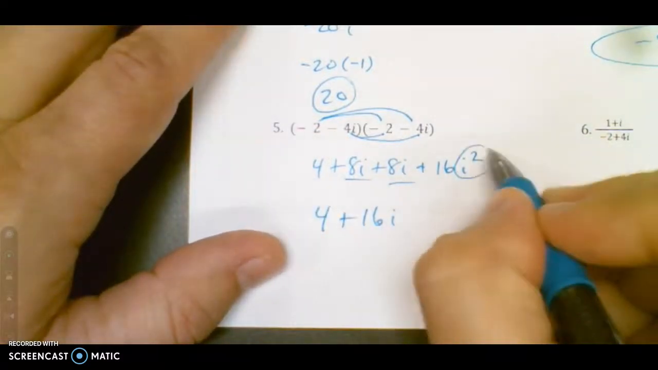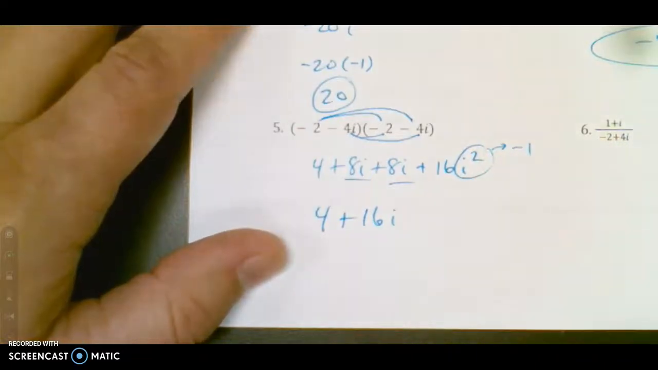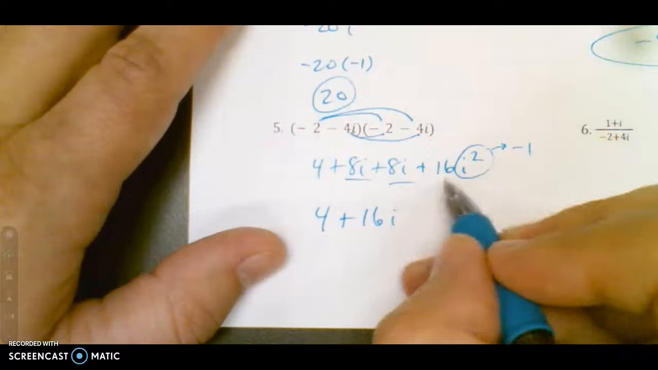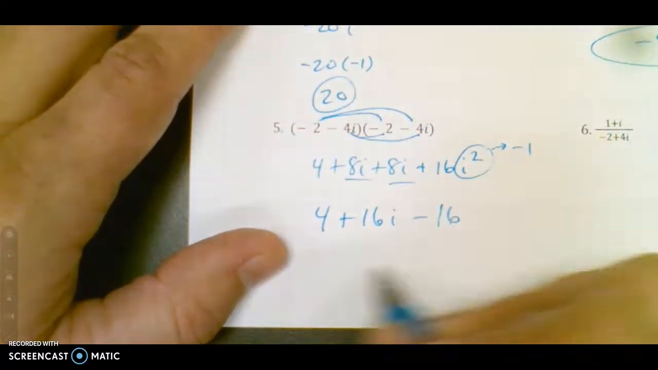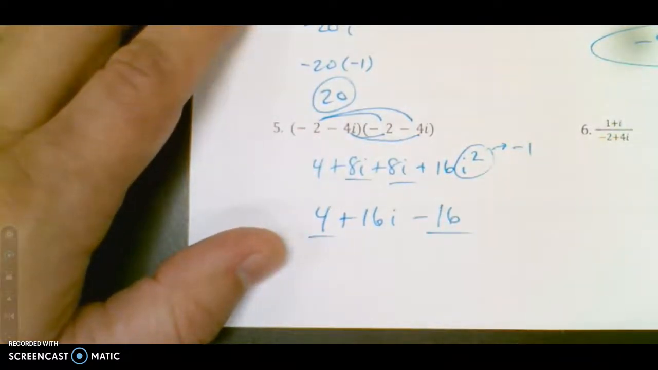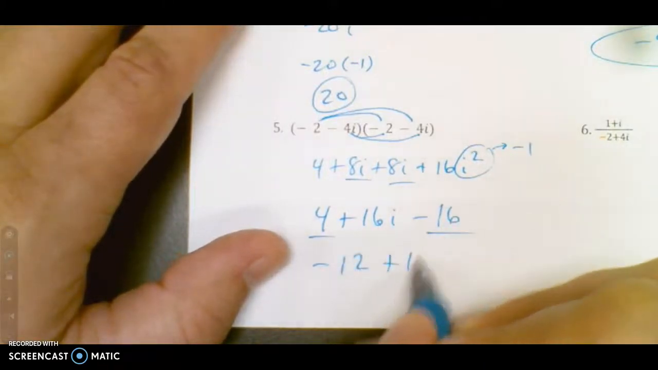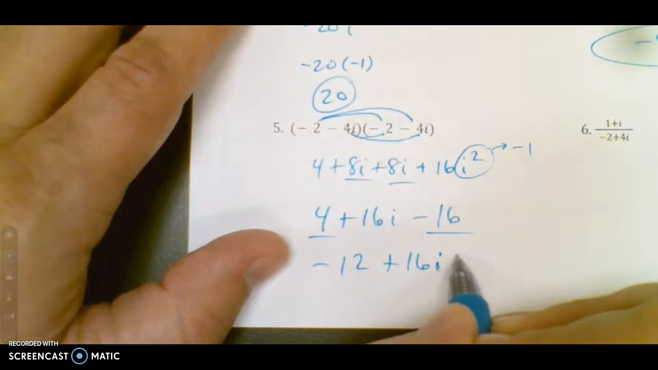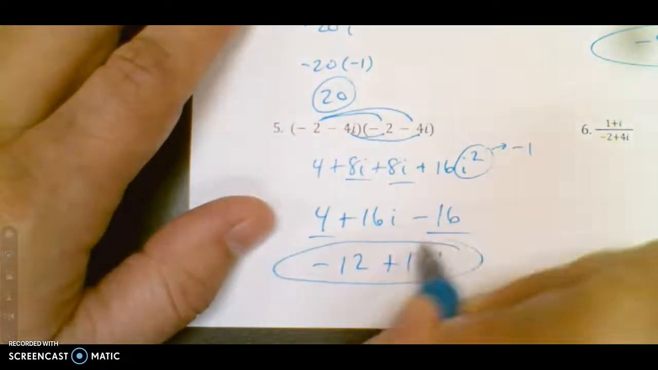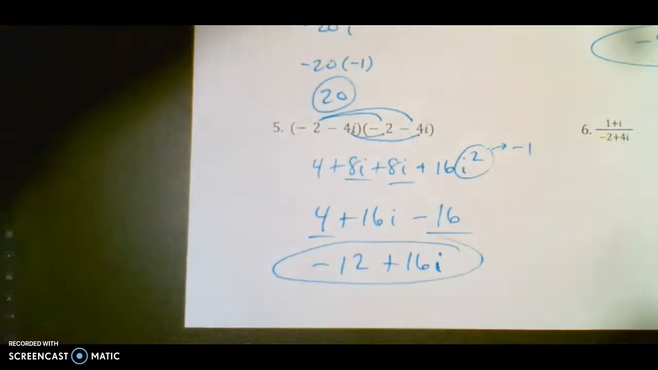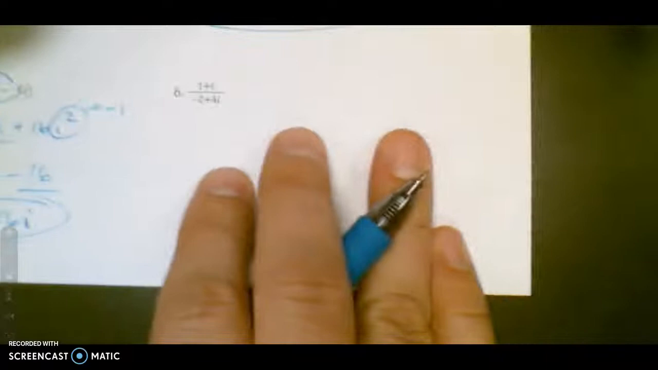What do I do here? Remember, that's a -1, so I can replace that with a -1. Instead of having plus 16, I get minus 16. And then these are like terms. I can take 4 minus 16, -12 plus 16i. You can check these on your graphing calculator. It is still standard practice to write the real number part first and the imaginary number part second.